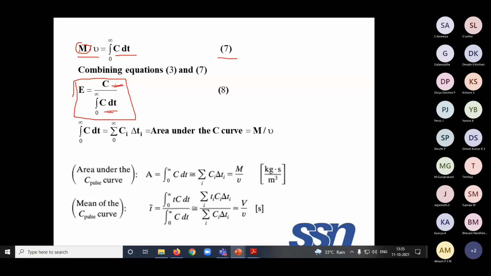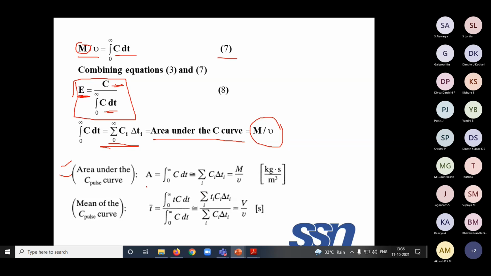Concentration by the area under the curve will give you the E curve. So the integral of C delta T, the sum of Ci delta Ci, is nothing but the area under the curve. That is nothing but m by the volumetric flow rate, where M is the mass of the material you are giving. So there are a lot of ways you can calculate the area under the curve.